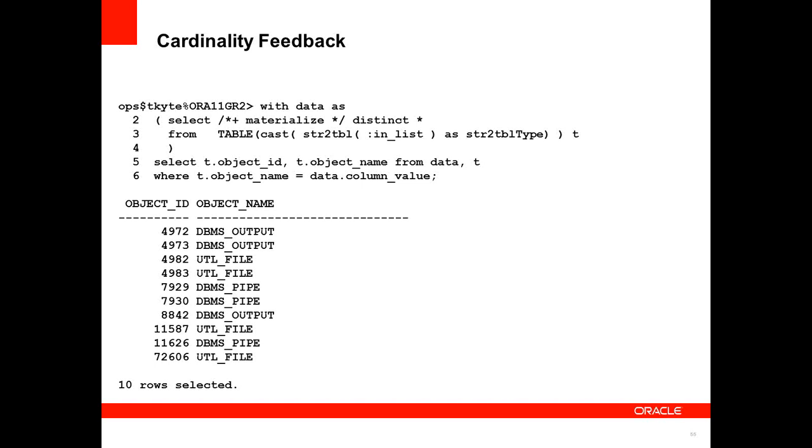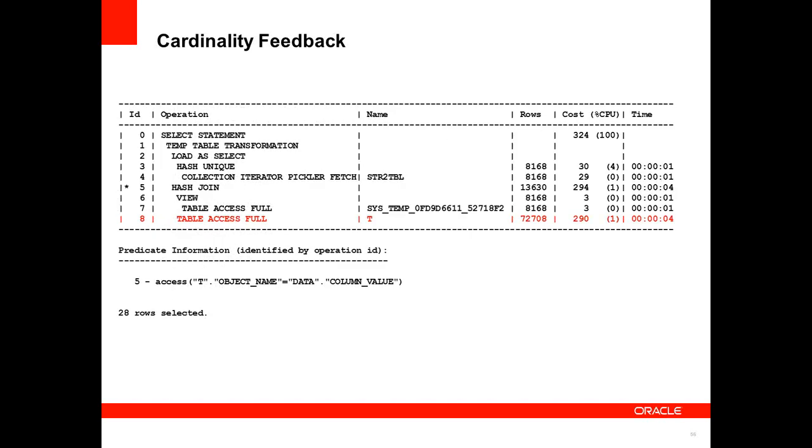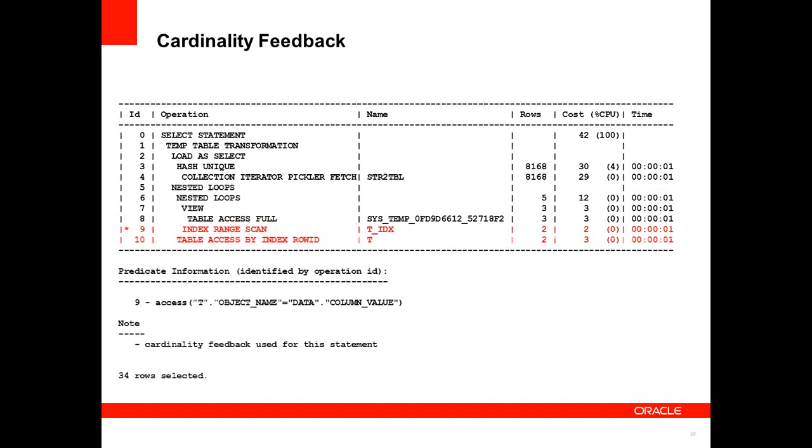So I want to bind in a comma delimited list of the objects I'm interested in and just see those pop out. Now the first time I run that query, it's doing a full scan and a hash join to table T because it thinks it's going to get 8,168 rows out of this temporary table, out of the string to table function. The second time I run that, however, the query plan changes.